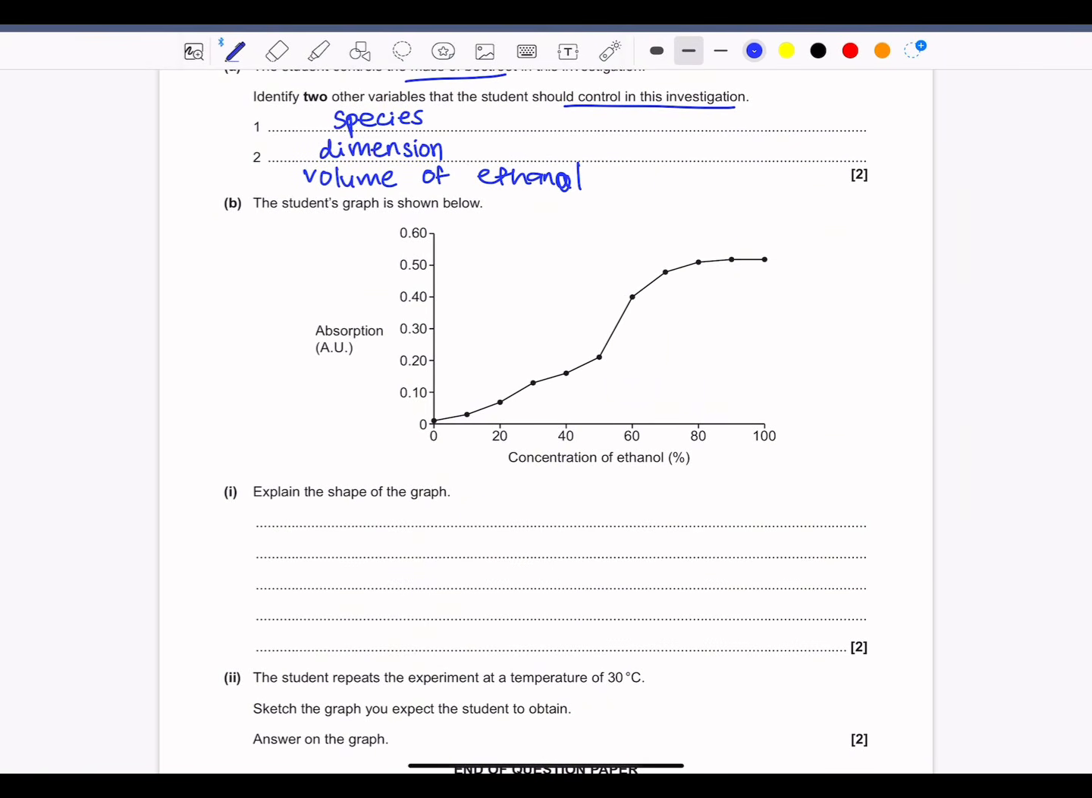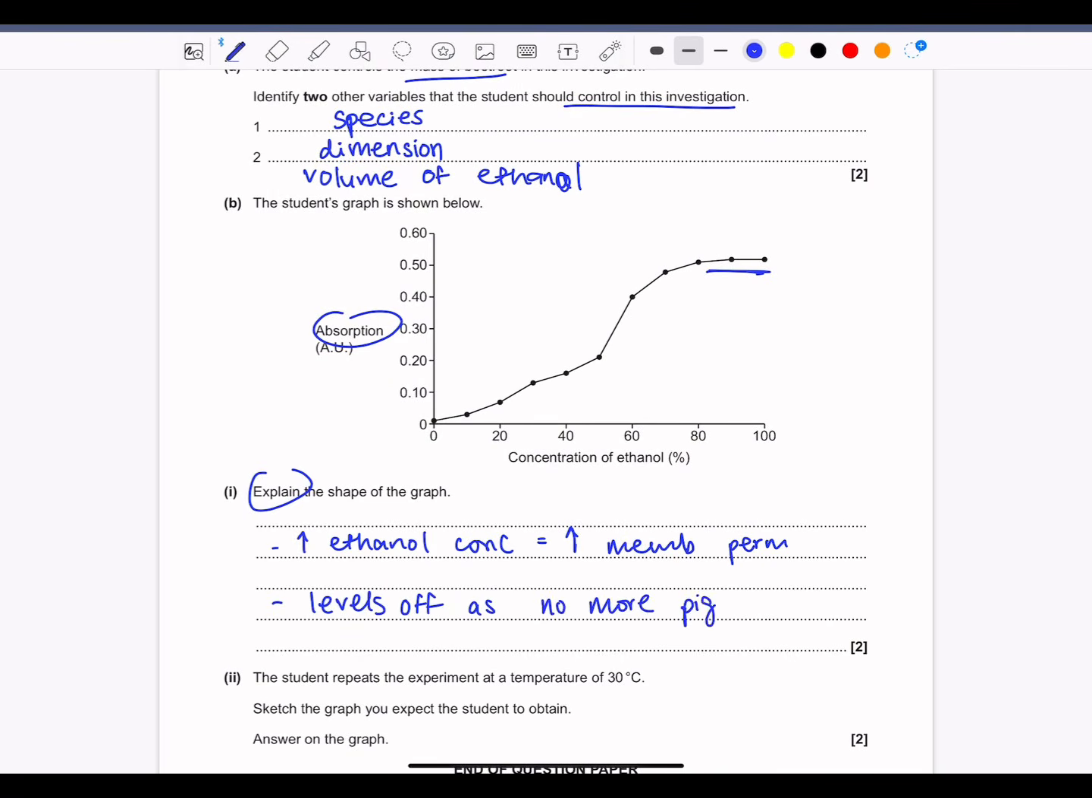Question B: the student's graph is shown below. Explain the shape of the graph. On this graph, we can see that as ethanol concentration increases, absorption increases, but that's a description. To explain it instead, you would say an increase in ethanol concentration increases absorption because more ethanol would increase the membrane permeability. That means more of the pigment can leak out. There comes a certain point, I would say between 80 and 100, where there's no more pigment leaking out. So the curve levels off as no more pigment is released.